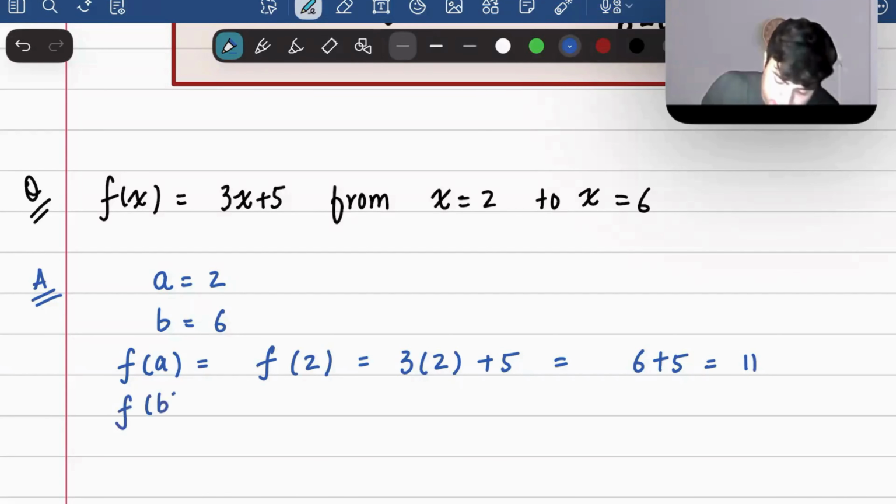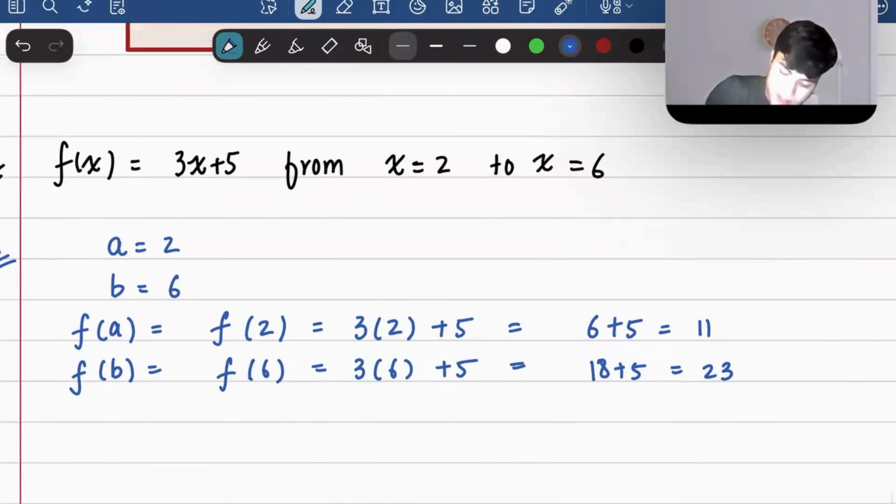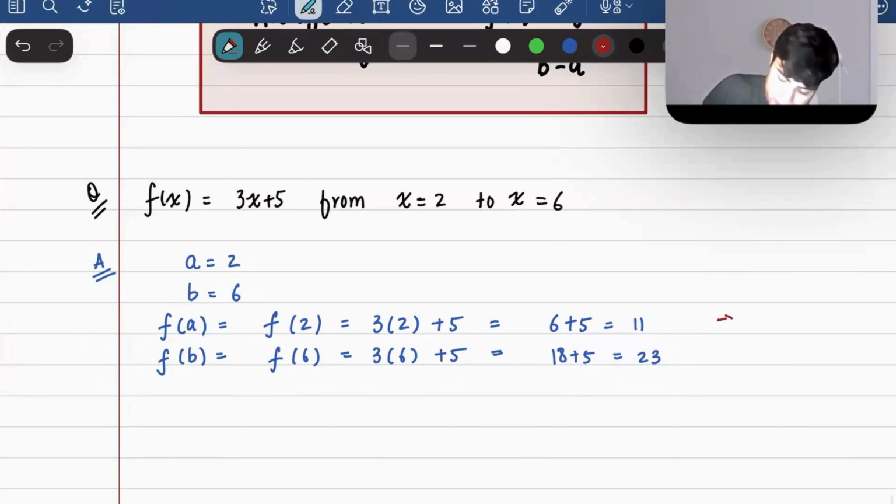Then we find f of b, which is f of 6, which equals 3 times 6 plus 5. So 3 times 6 is 18. 18 plus 5 is 23. Yeah, sorry, 23, right? You get 23 there. So this is basically 18 plus 5, which equals 23. Now you know two values: f of a equals 11, and you also know that f of b equals 23.